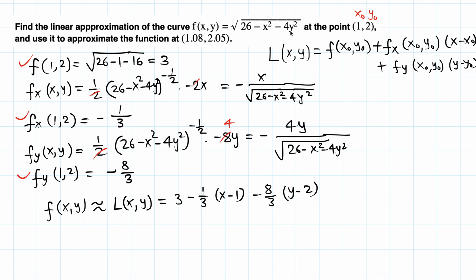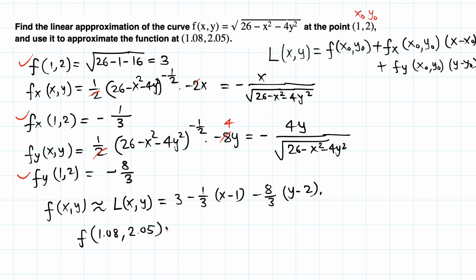So basically this curve is now being represented by this line at the point or near (1, 2). Okay, and this being a straight line is easier to manipulate than this curve. Then now we need to use this to approximate the function at this point. So just plug in x equals 1.08, y equals 2.05.